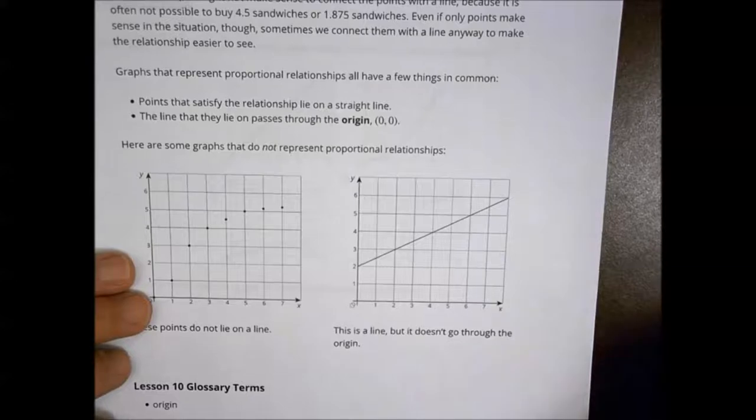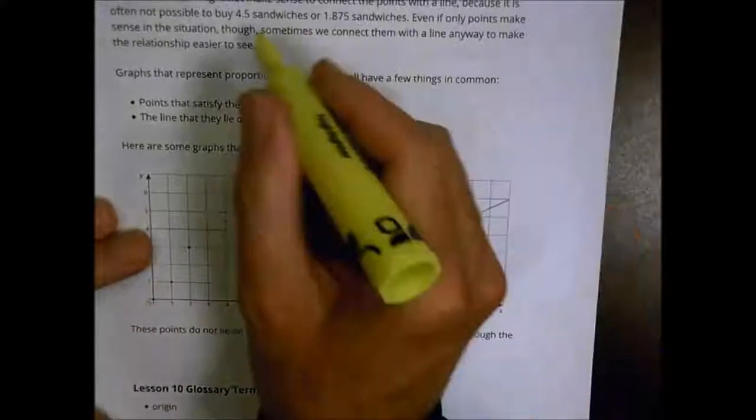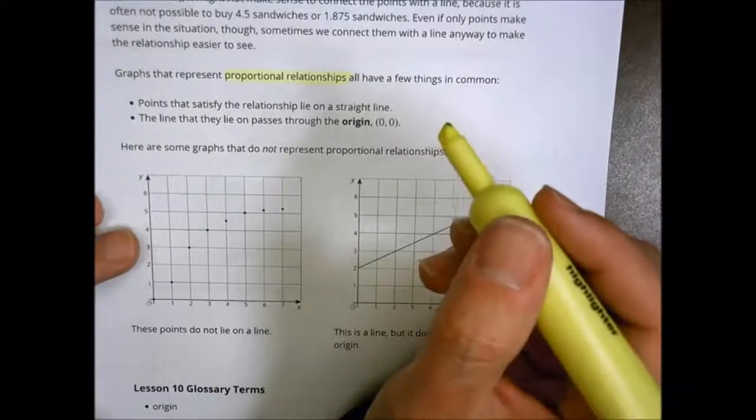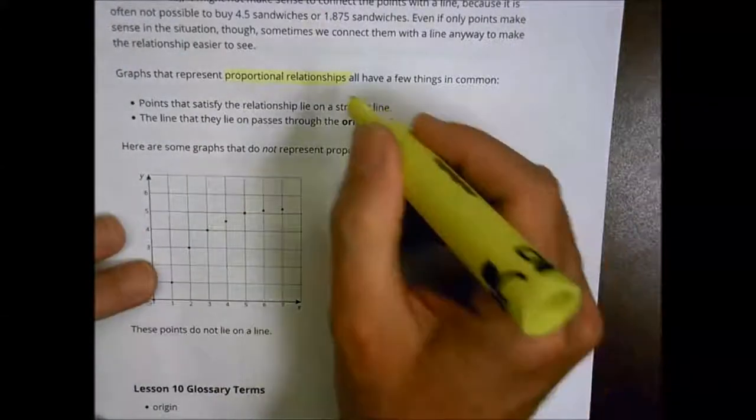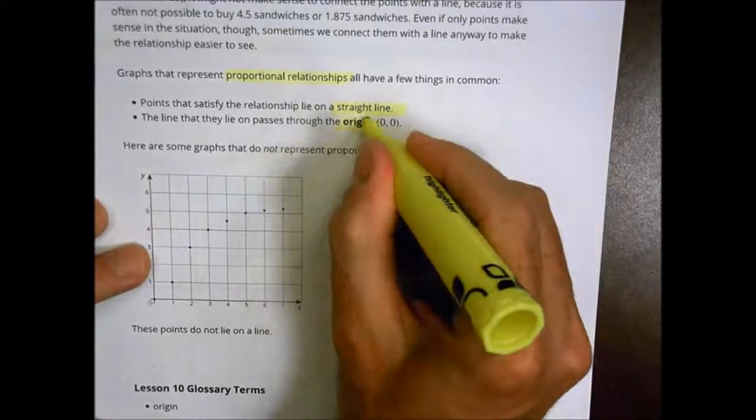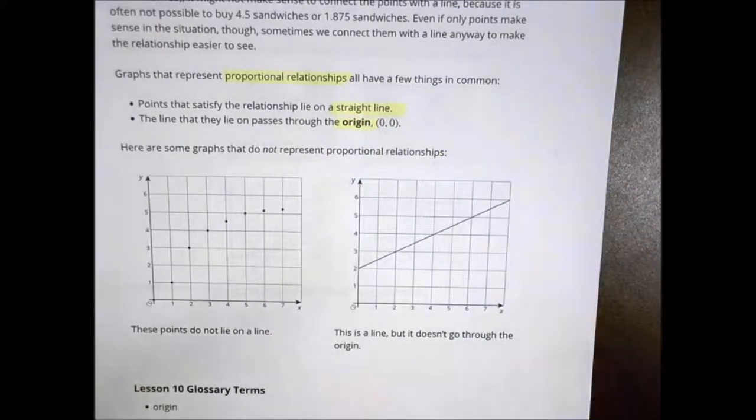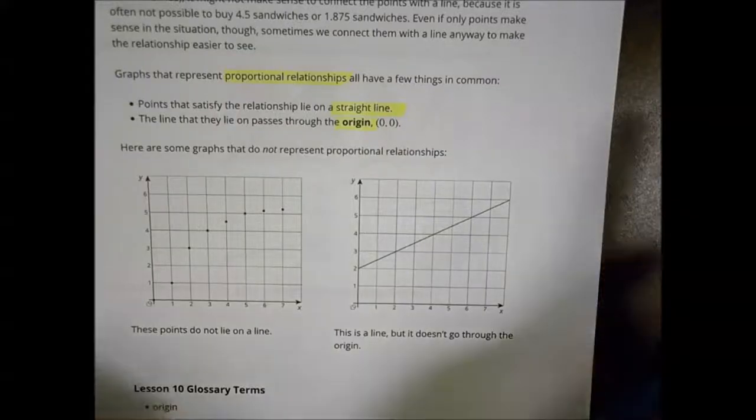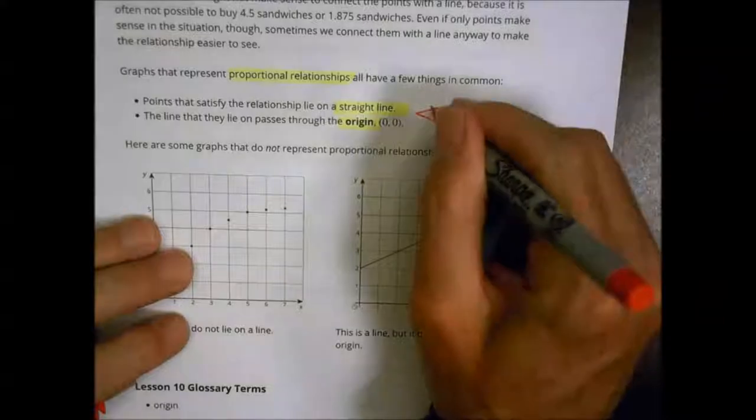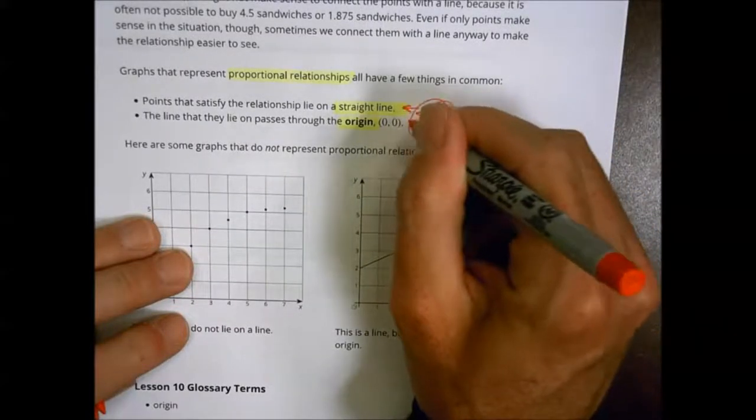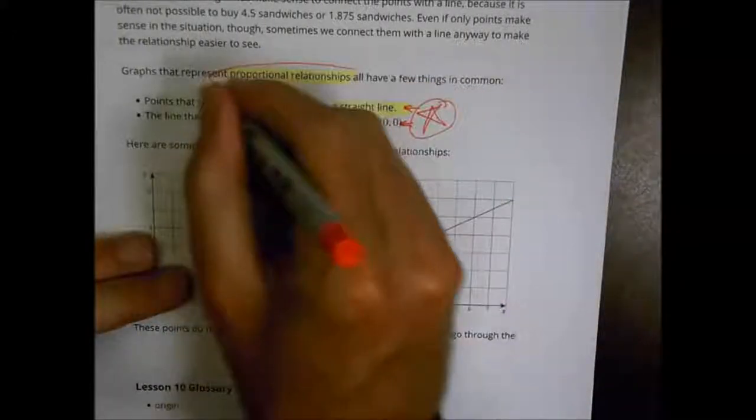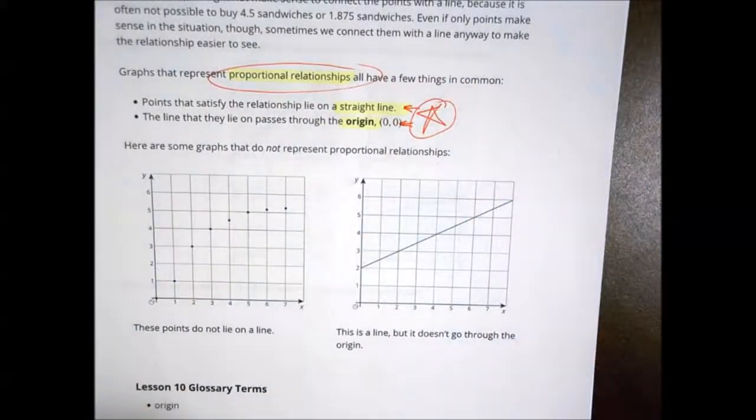Anyways, our point here is that graphs that represent proportional relationships have a few things in common. So if it's going to be proportional, it has to have a couple things in common. It needs to be a straight line, and it has to go through the origin. These are key things here. If it doesn't have a straight line and it's not going through the origin, it's not a proportional relationship. That is very, very essential to what we're going to need to know going forward. It has to make a straight line, and it has to go through the origin every single time.